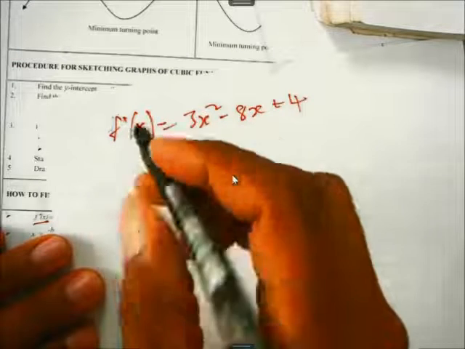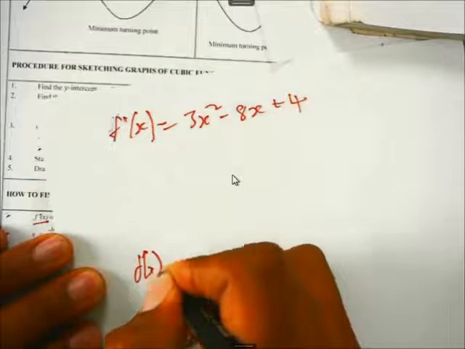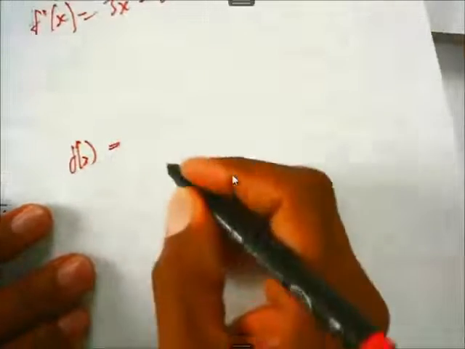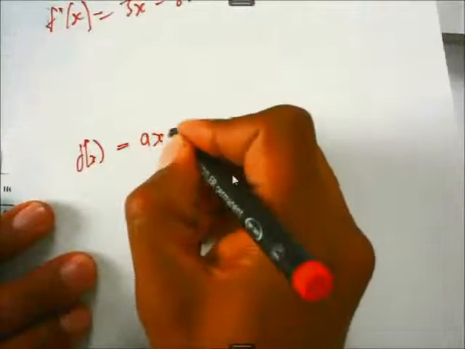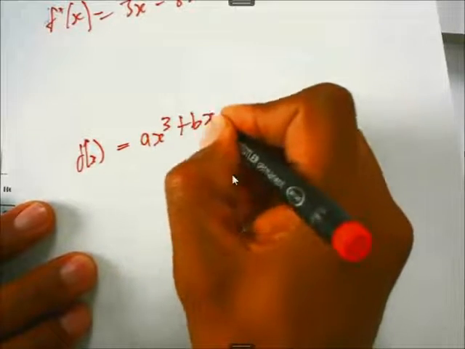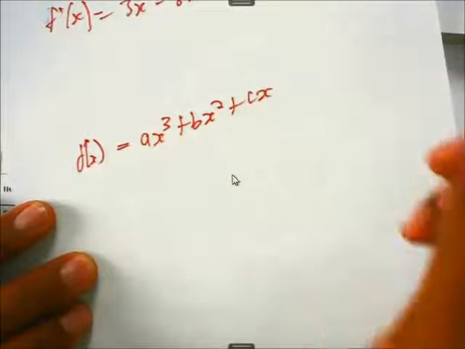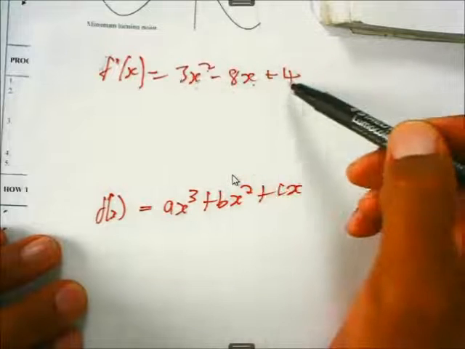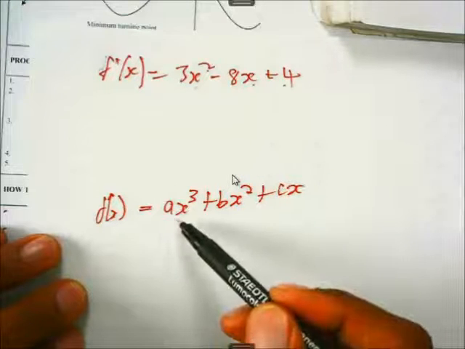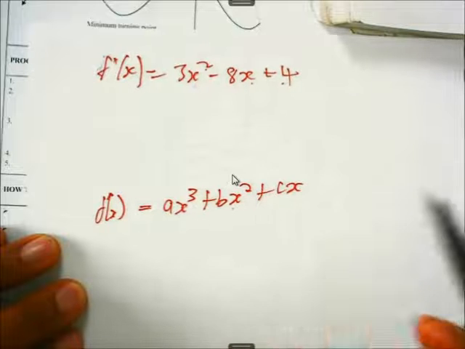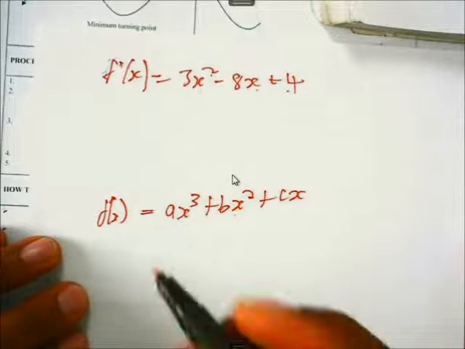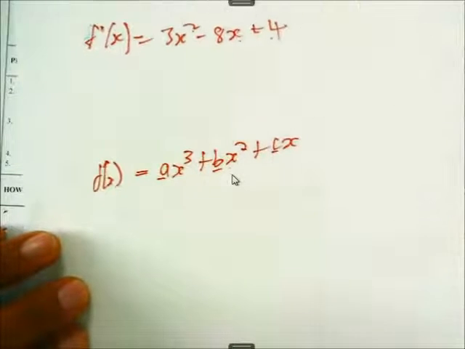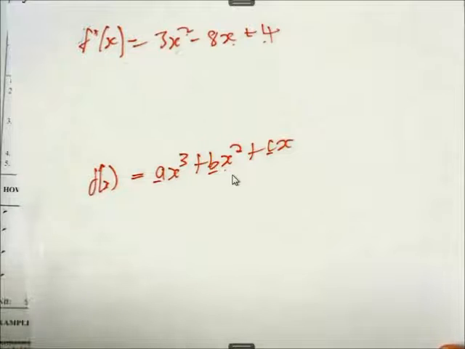Now, you want us to take this back to f of x, is that correct? Yes, it's very important. But you must remember that f of x is equal to ax to the power of 3 plus bx squared plus cx. F prime of x is equal to 3x squared minus 8x plus 4. And then f of x is equal to ax to the power of 3 plus bx squared plus cx. Now, we need to determine the values of a, b, as well as c, to find the cubic function. Good.